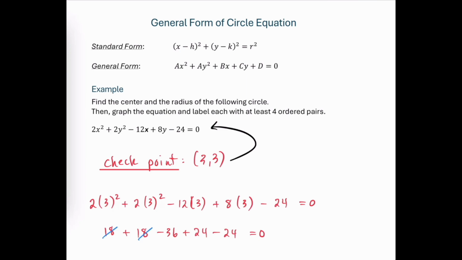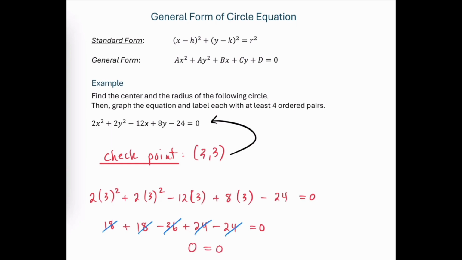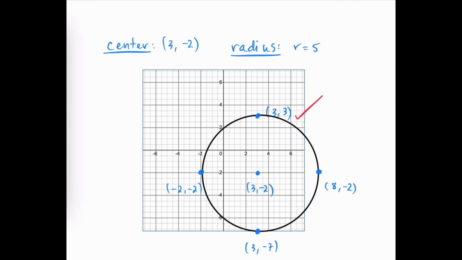18 plus 18 is 36, so it cancels out with that, and then we have plus and minus 24 here. So this gives us 0 is equal to 0, which says that (3, 3) is an ordered pair solution to the equation, and therefore it is a point on the graph. So I've only checked one of the ordered pairs on the outside, but all of these ordered pairs on the outside should plug back into the original equation to make a true statement. Remember, do not plug the center into the original equation. The center is not an ordered pair solution to the original equation because it's not a point on the outside of the circle.